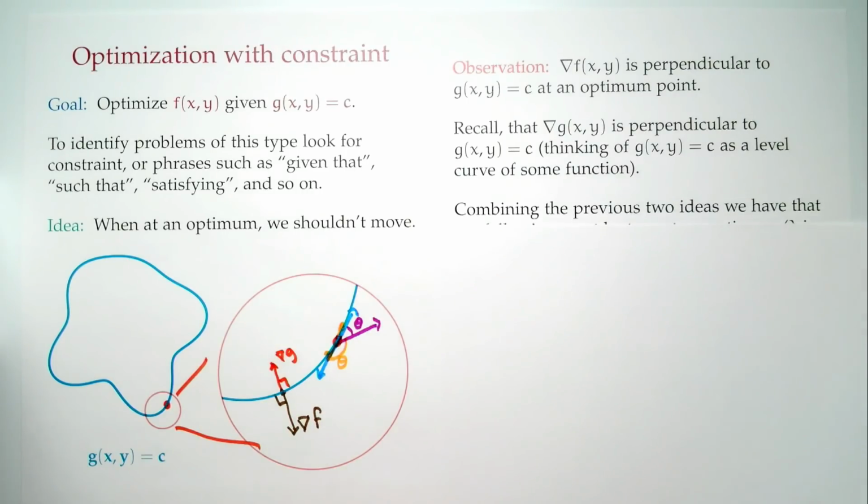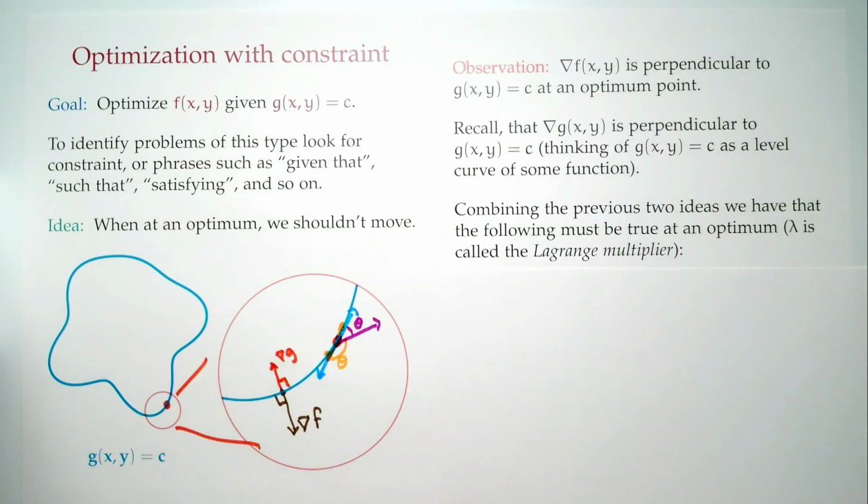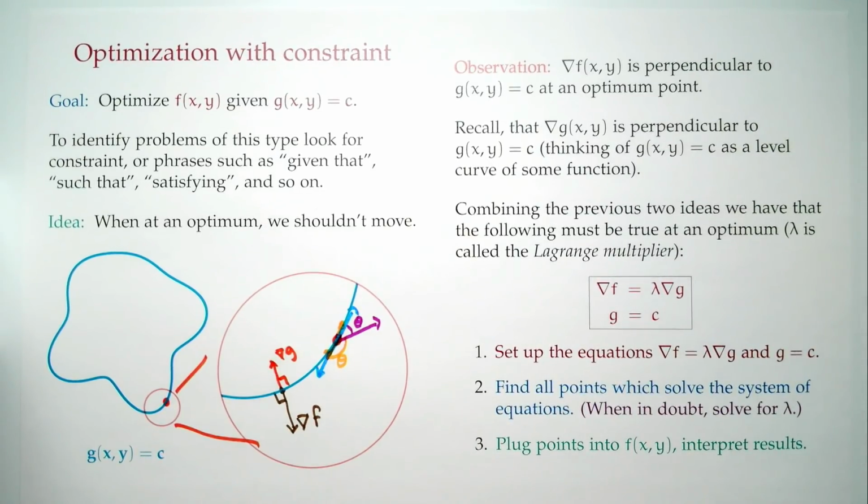So, we have the following. We'll go ahead and just say it all. If we are at an optimum, the gradients are multiples of each other. So there's some constant called lambda, and we call this the Lagrange multiplier. So this is sometimes called the Lagrange multiplier method. So we say that the gradients have to be parallel. In other words, they have to be multiples of each other. And in addition to that, we have to satisfy the constraint.